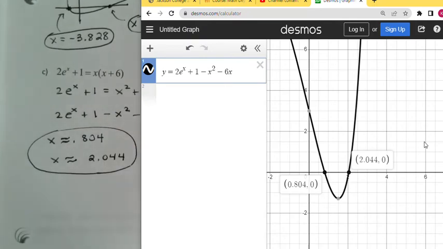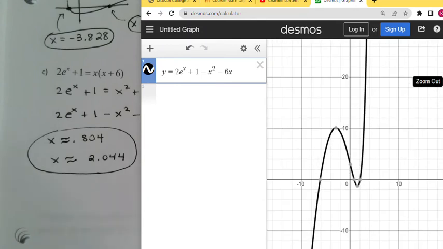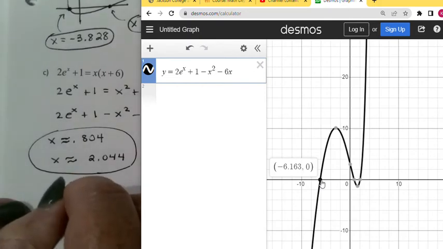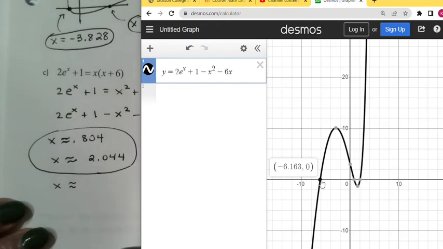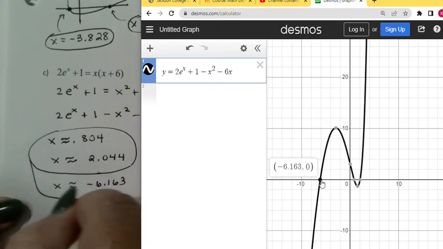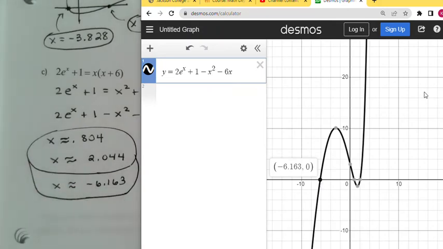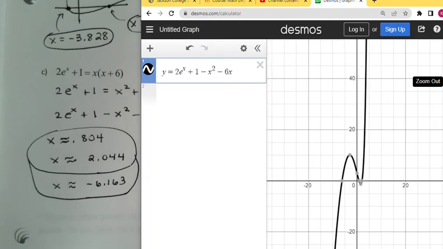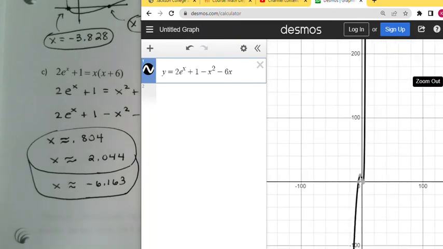I think that's probably it, but again, if I zoom out, oh, you know what? I get surprised. There's another one. So it just illustrates the importance of getting a big picture, right? Make sure you've seen everything interesting on your graph before you quit. So we're going to add another x value here, negative 6.163. And I'll do it one more time just to make sure, but I don't think that's coming back down. All right, I think we got them all.